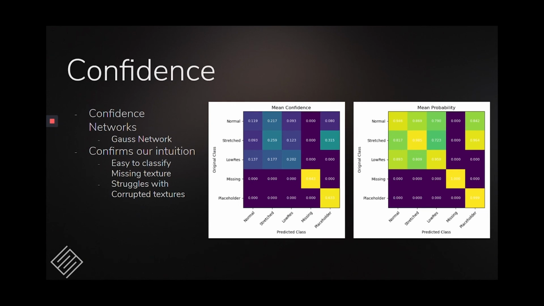To better understand the behavior of the model, we used a measure of confidence by modifying the classifier to a Gaussian network. Using this, we confirm our intuition. On the confusion matrices, looking at the mean probability and the mean confidence of the model in every cell, we can confirm that the model classifies more easily missing textures but struggles with the corrupted.